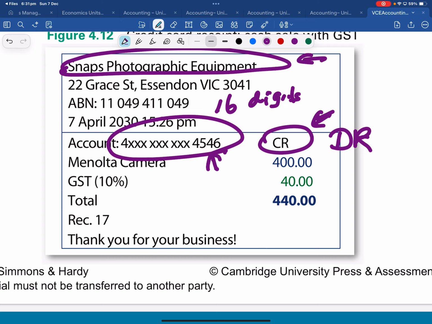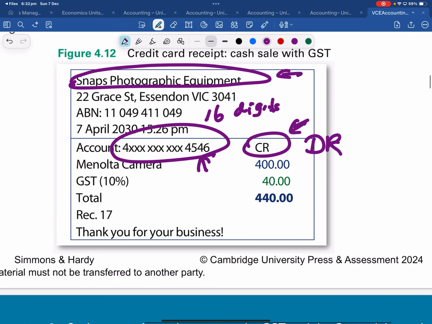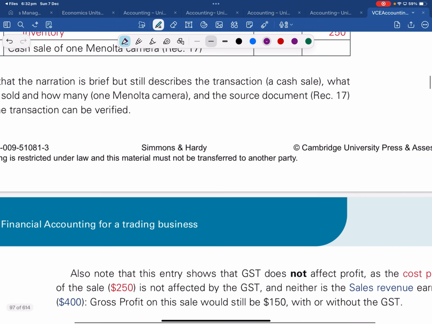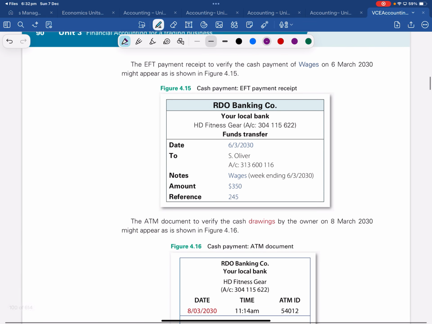Sometimes, some EFTPOS receipts. So any source document with the account numbers? No, not anything. Sometimes ATM dockets also will have the account number. So the withdrawals. Yes, withdrawal.